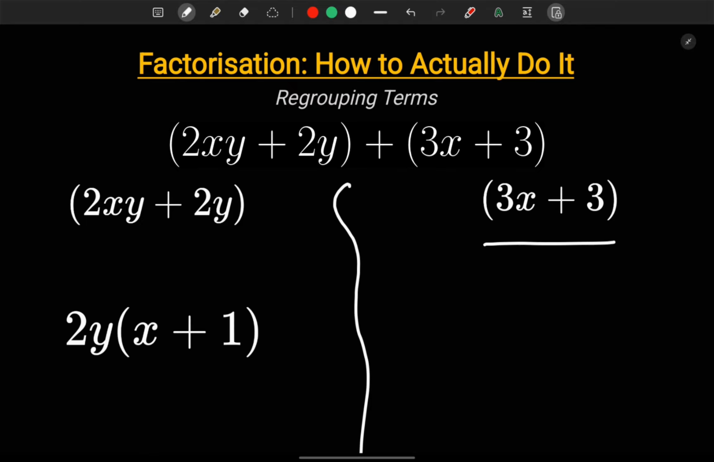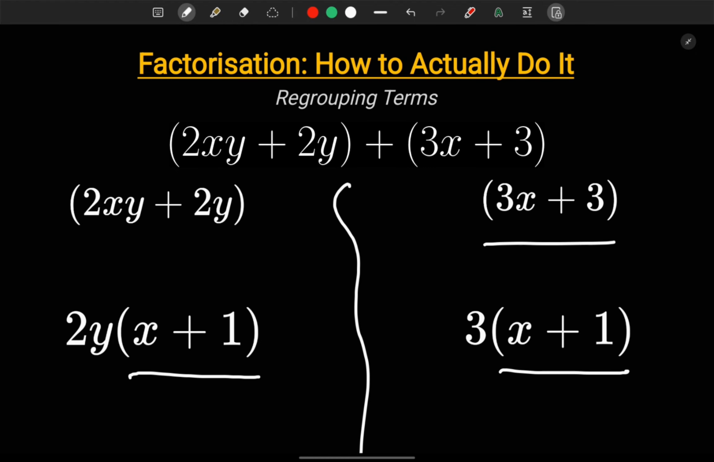And from our second group, we can take 3 common. So we write 3 outside, 3 times x plus 1. You may recognize a pattern in these answers. We can see that x plus 1 is common in both terms.